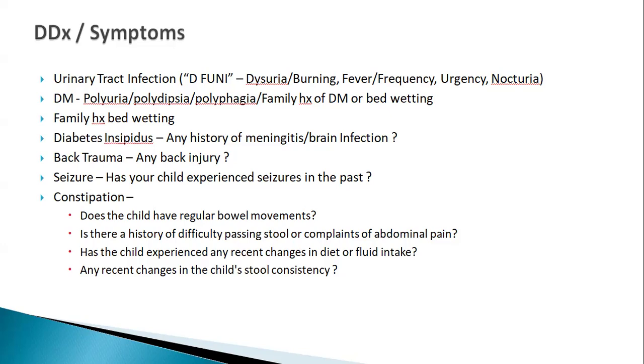In the family, there could be somebody who is bedwetting. Maybe the mom or even the dad was bedwetting when they were young. We want to know about that. For diabetes insipidus, we want to ask about history of meningitis or brain infection. For back trauma, we want to ask about any back injury. We want to know about seizures, if the patient has experienced seizures in the past.